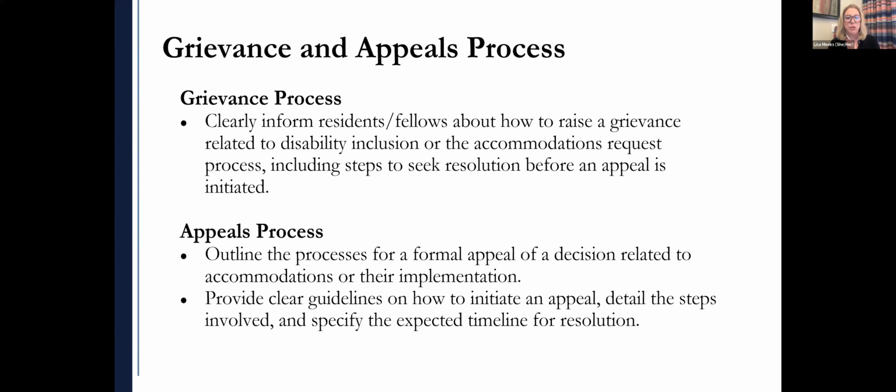policy is having a clear grievance and appeal process. And these are actually legally required. So you want to make sure that your policy contains this. Residents and fellows should be able to really easily find information on how to raise a concern related to accommodations or their accommodation request process. That includes understanding what steps they must take to try and resolve an issue before moving to any sort of formal appeal. If an appeal is necessary, the policy should clearly explain the process for that appeal.